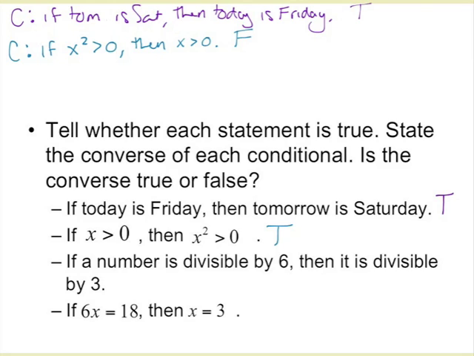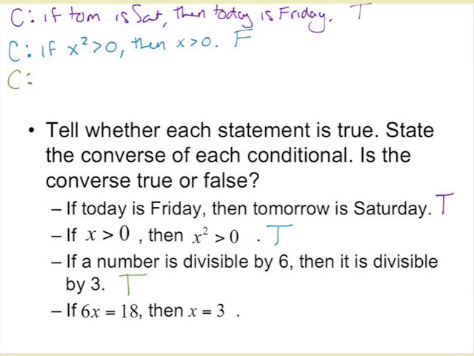The third one: if a number is divisible by 6, then it's divisible by 3. True or false? True. I was trying to say true, so then I said tree. So that is true. If it divides by 6, it has to divide by 3 because 3 goes into 6. So that's a true statement.